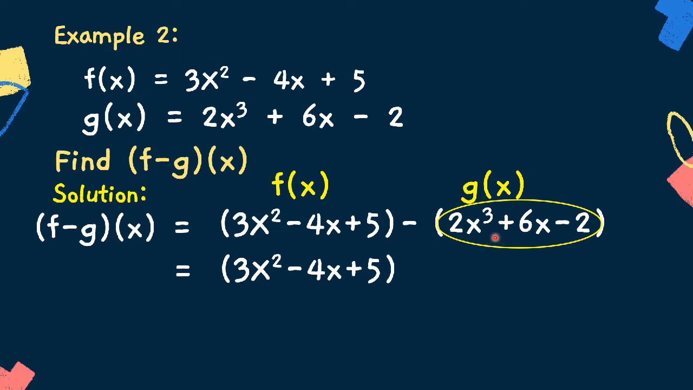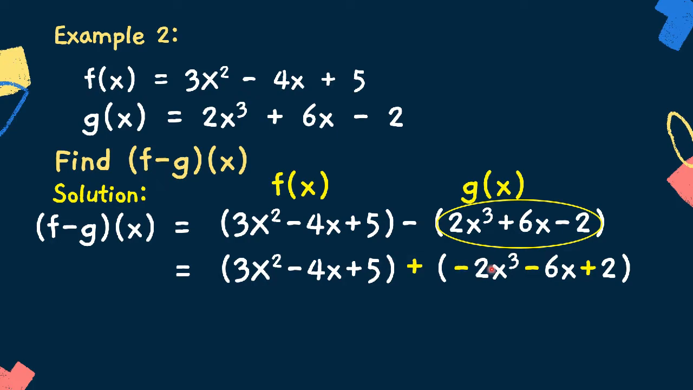And we have to change the signs of each term in our subtrahend. Therefore, we have a new subtrahend, a new polynomial expression, which is negative 2x cubed minus 6x plus 2. So remember that you just have to change the signs of each term in your subtrahend, and subtraction will become addition.